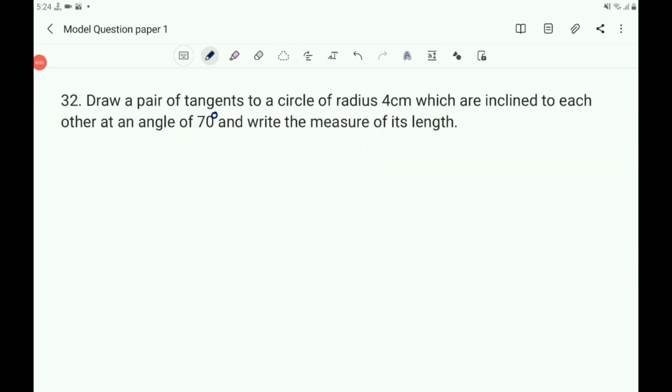Now the question number 32. Draw a pair of tangents to a circle of radius 4 cm which are inclined to each other at an angle of 70 degrees, and write the measure of its length. Now let us observe the construction made by a student. Here we have to draw the circle of radius 4 cm and the angle between the tangents is 70 degrees. Therefore the angle between the radii becomes 180 minus 70, that is 110 degrees. Now let us observe the construction.